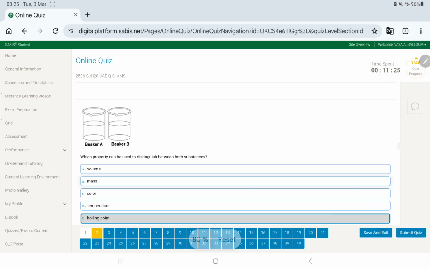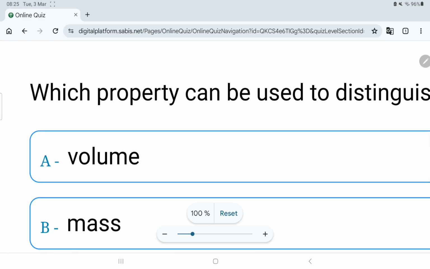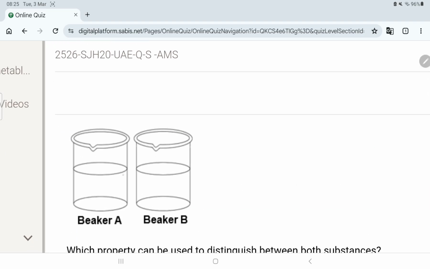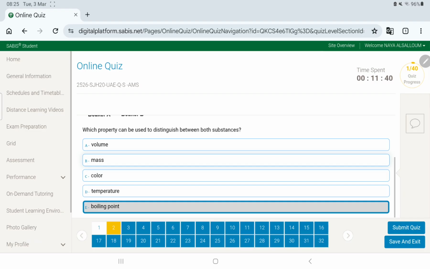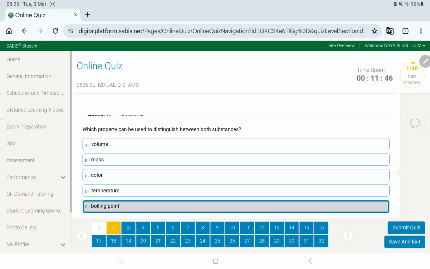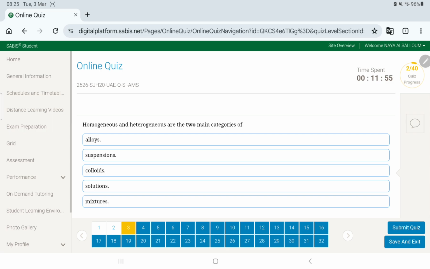Once again, why not mass and volume? Mass and volume depend on how much you have, right? But here they clearly look like they're filled to the same point, so obviously they're not gonna help you. Color, wrong. Why? Because they have similar appearance. And why not temperature? Because it doesn't really make sense to measure the temperature to tell the difference. What if they're placed under the same circumstances, right?